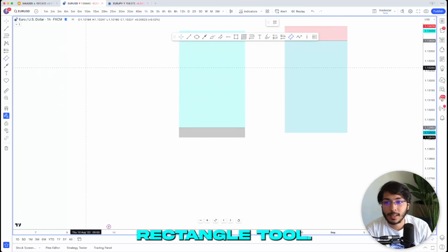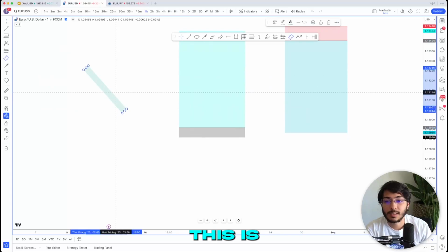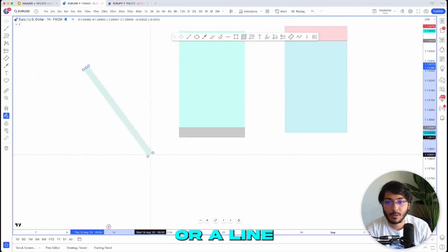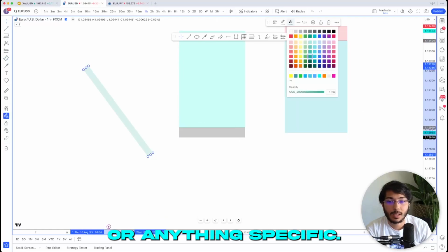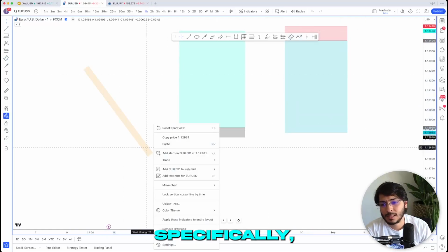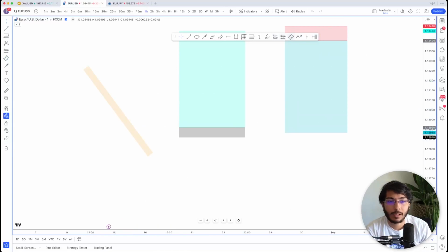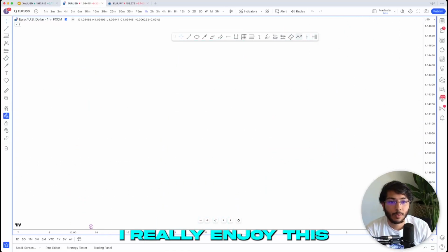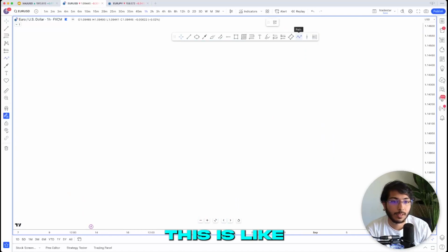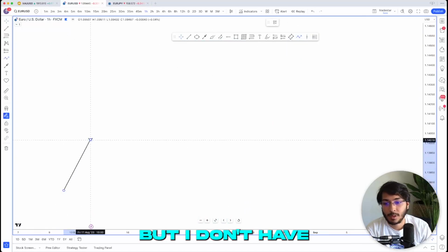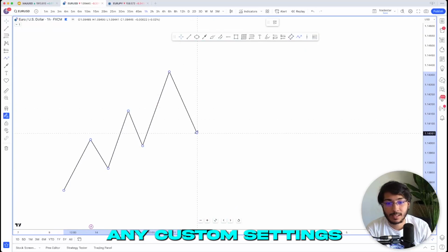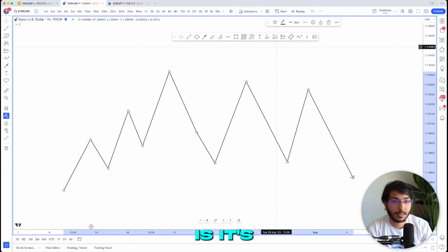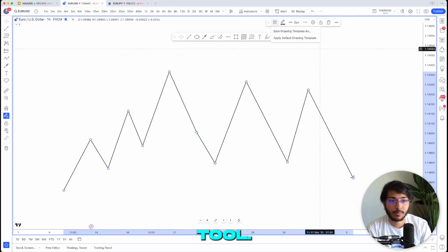This is the rectangle tool. The way I like to use this is sometimes I like to use this to highlight over a specific trend or a line or anything specific. No settings specifically, just whatever color you like. The next thing I have is the path tool. I really enjoy this path tool. This is like a new tool they added, but I don't have any custom settings on this or anything either. All it is, it's just a plain old tool.